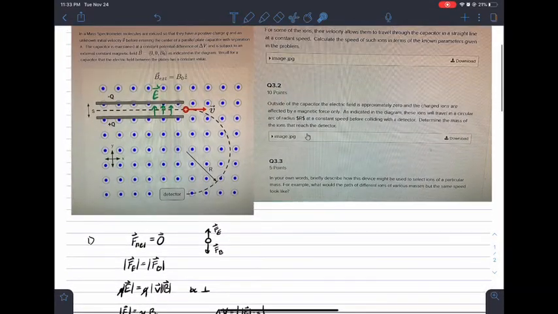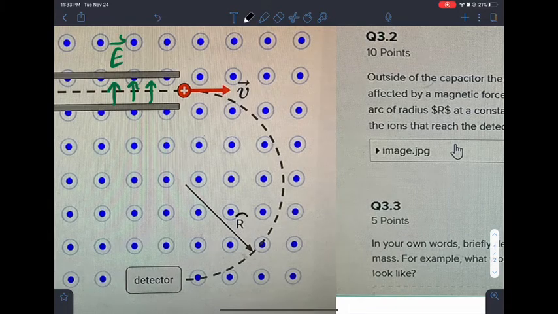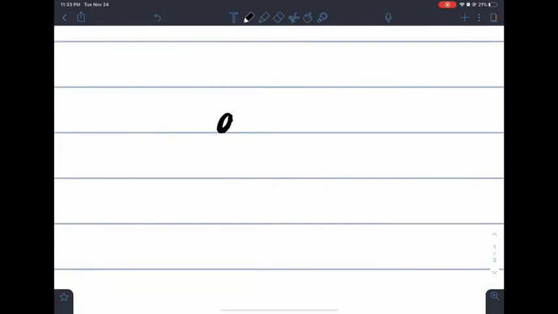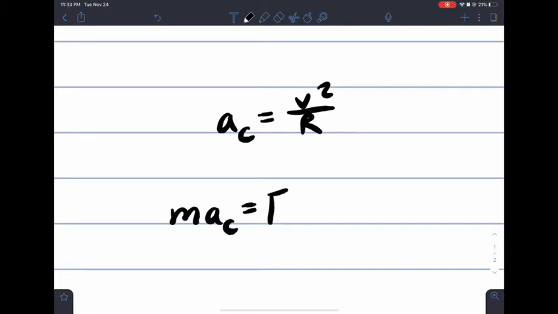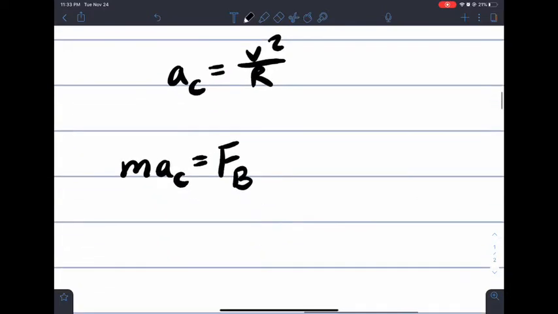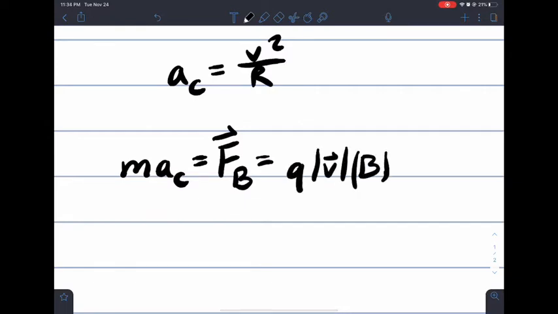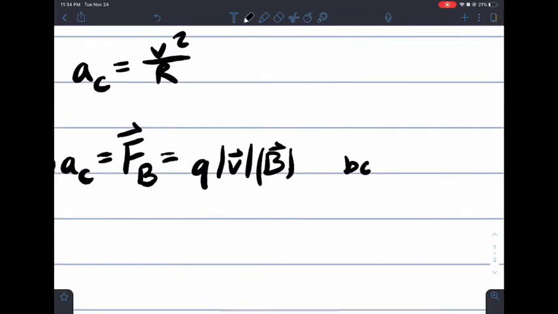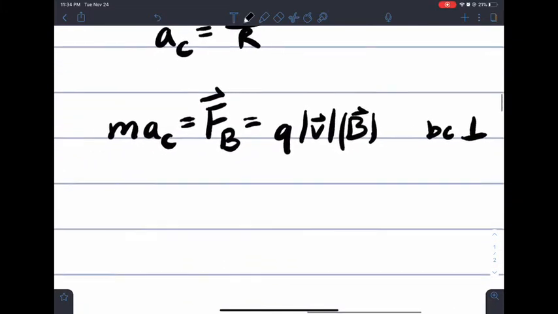So now the only force acting on it is the magnetic field, and it forms an arc of radius r. This curve pattern is due to the centripetal acceleration, which we can calculate as the speed squared over the radius of the curve it forms, and the force is just mass times acceleration, which is due to the magnetic force, and that is equal to, again, the charge times the magnitude of the speed times the magnitude of the magnetic field, because the two are perpendicular to each other.